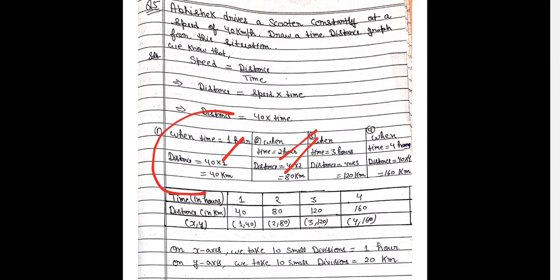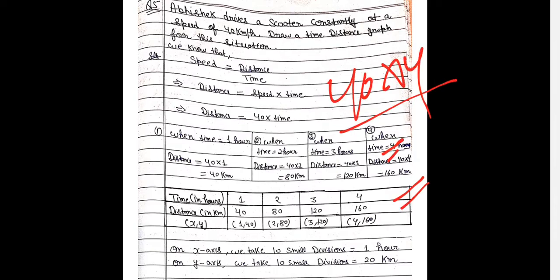When the time is 2 hours, multiply by 2, then 40 times 2 is 80, so the distance becomes 80 kilometer. When the time is 3 hours, multiply 40 by 3, it becomes 120 kilometer. And when the time is 4 hours, the distance is 40 into 4, it becomes 160 kilometer. So you have to take these values for time of 1 hour, 2 hour, 3 hour, 4 hour.